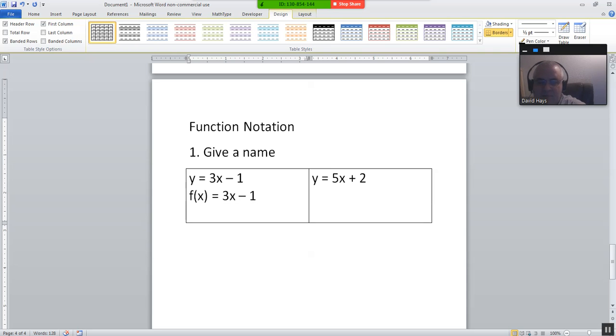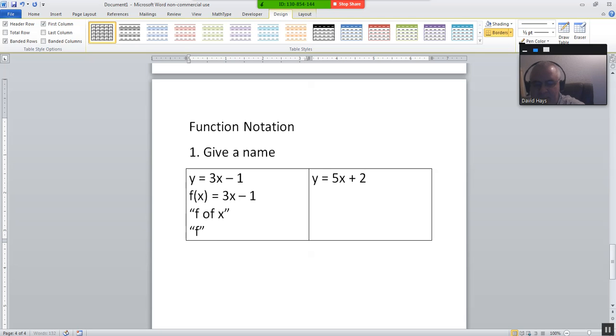Now, we don't give it names like Bill and Bob or anything. Now, how you read that, that's read as f of x. Or we even get lazier in math, and we just simply say f. Now, this one, I may give this name to. And you read that as g of x, or simply g. Now, there's no mathematical meaning here. It doesn't mean f times x, doesn't mean g times x. That's purely just a name.